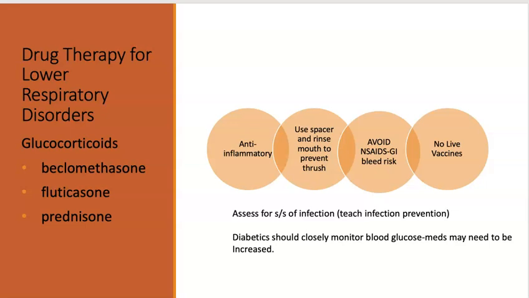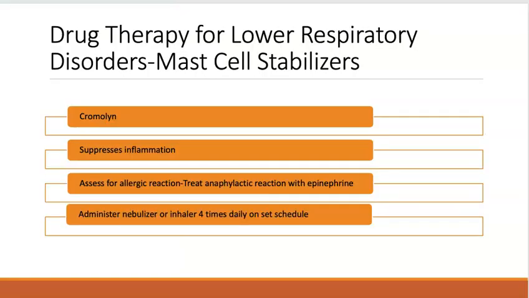Diabetics have to be very cautious because these drugs usually do bump up the sugar pretty significantly. So they may need an increased dose of their diabetic drugs while they are on the glucocorticoids. So we would monitor more closely and watch for that in case we need any dose adjustments.